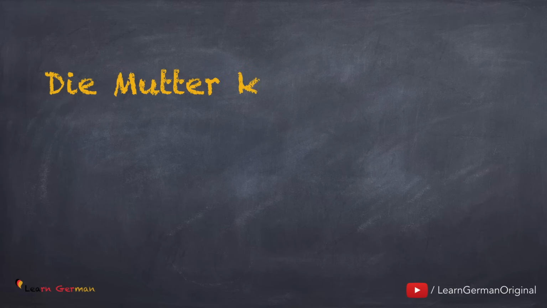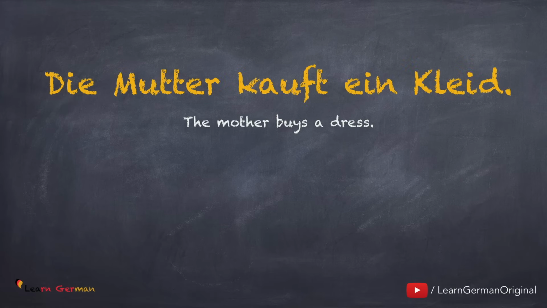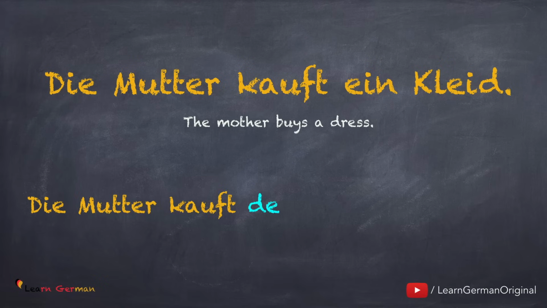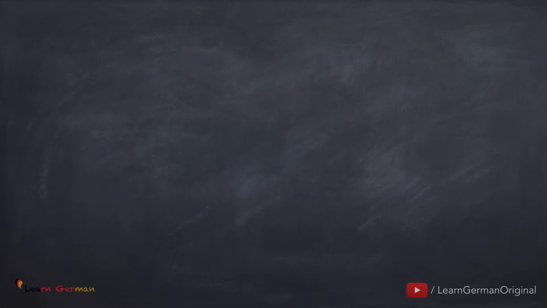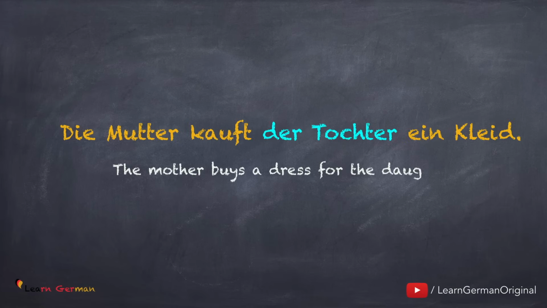Let's look at two sentences first. Die Mutter kauft ein Kleid. Die Mutter kauft der Tochter ein Kleid. The first sentence is without the dative object, whereas the second sentence is with a dative object. Let's look at the second sentence once again. Die Mutter kauft der Tochter ein Kleid.